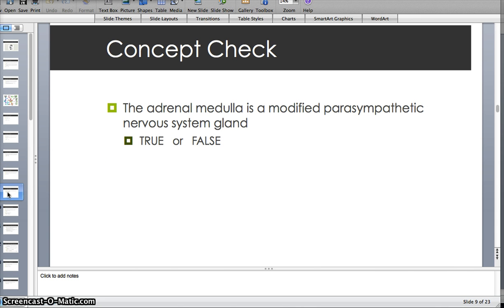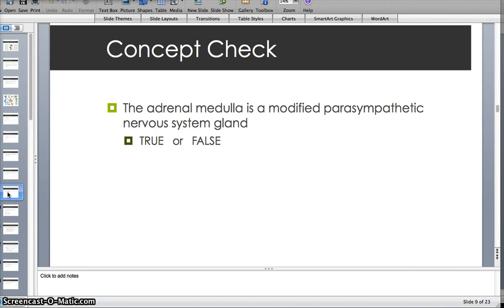The adrenal medulla is a modified parasympathetic nervous system gland. That's false. Okay, it's false because once that acetylcholine binds to those nicotinic receptors, it causes epinephrine and norepinephrine to be released. Primarily epinephrine, but still we see that is going to be exhibiting that sympathetic response, where once that epinephrine binds to, let's say, a beta-1 receptor, we're going to see an increase in heart rate. So it's going to be excitatory in that sense. So we say it's a modified sympathetic branch.